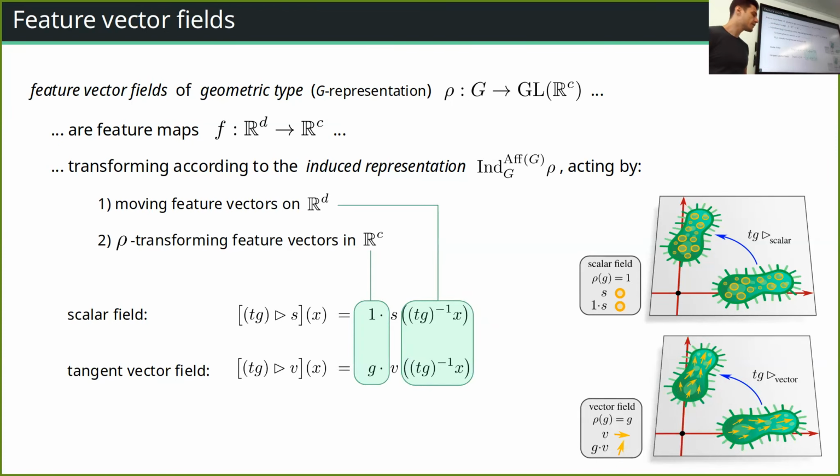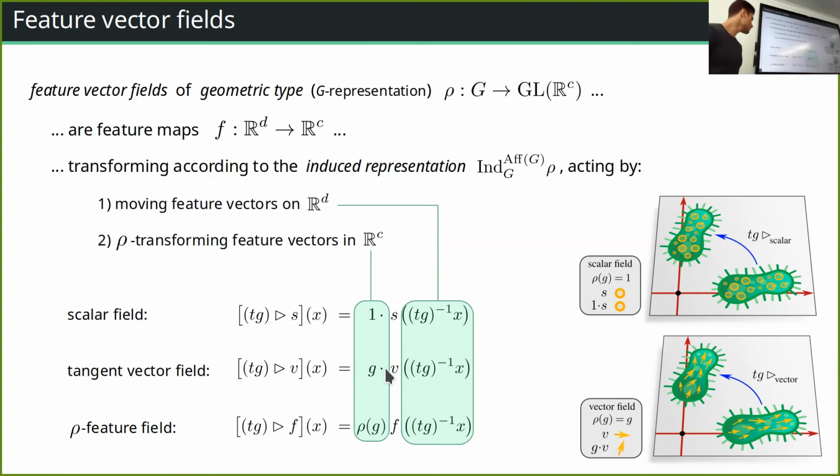And if you look at the vector field, then again the transformed vector field would move vectors spatially. So they move from down here up to here. But in addition, you see that the feature vectors also rotate themselves. And to model this, we have to multiply here with G. So this is an action on the feature vectors themselves. And in general, if we have a feature field of type rho, we just have the same spatial transformation, but the feature vectors are being acted on by rho of G. Rho of G is just some group action of the symmetry group G.